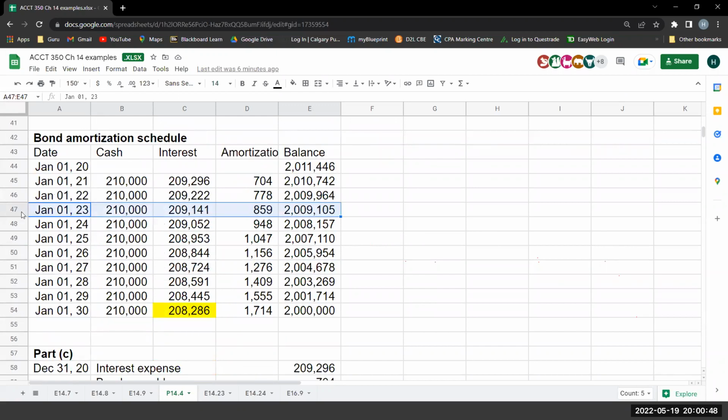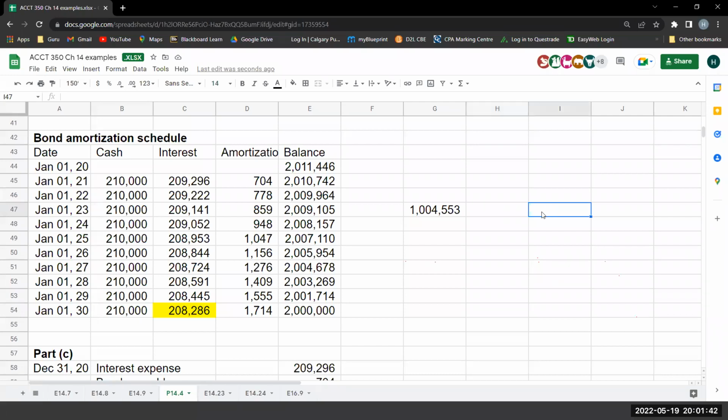The last time we did anything to the bonds payable liability before July 1st, 2023 would have been January 1st, 2023. At that time, the balance in the bonds payable liability account was calculated at $2,009,105. So if I'm buying back half the bonds, the book value, the carrying amount of the bonds that I'm buying back is 50% of this, right? So I'm buying back 50% of this much book value, which is $1,004,553. That is the book value that I'm buying back.